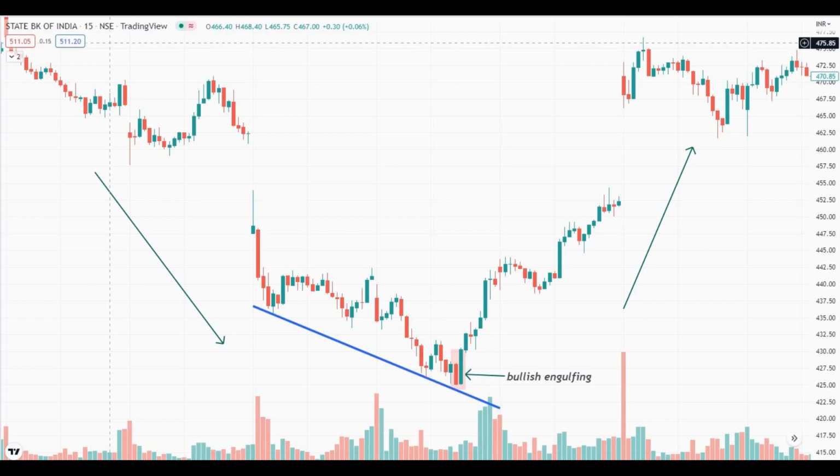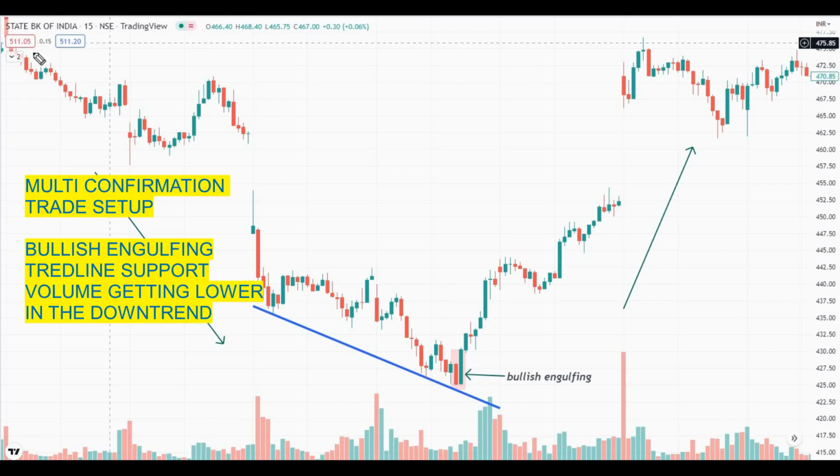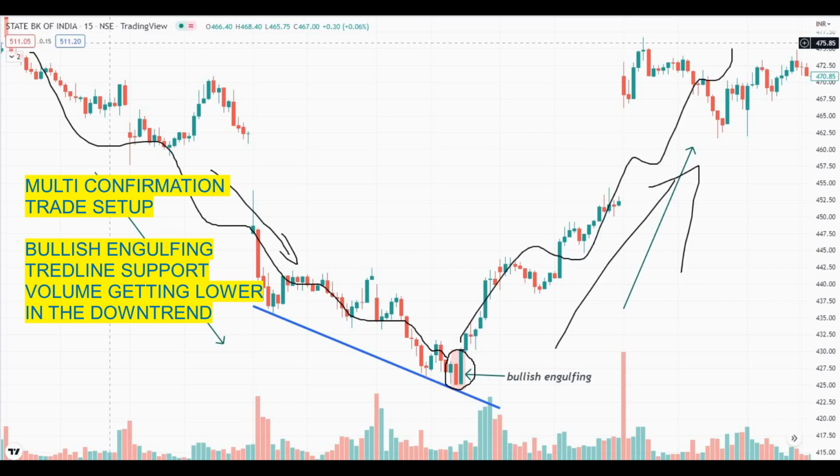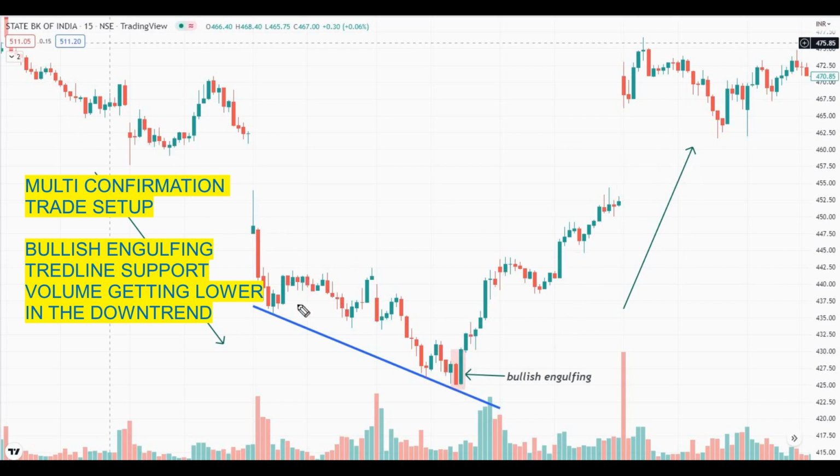See, prices were in a very strong downtrend. Then we saw a bullish engulfing pattern. Then the trend changed from down to up. And also see the structural support here. See, always combine candlestick chart patterns with structural analysis and volume. Then the winning ratio will be much higher.